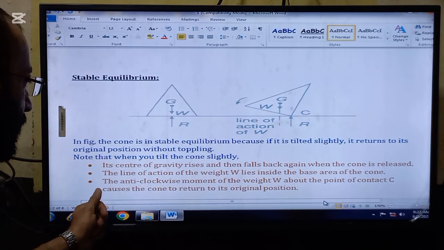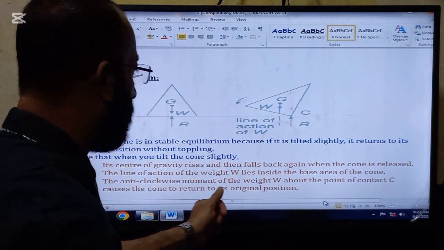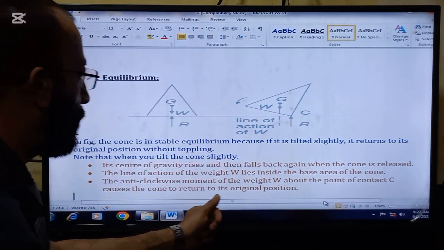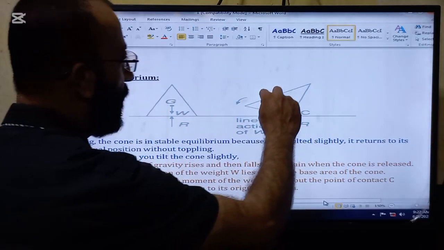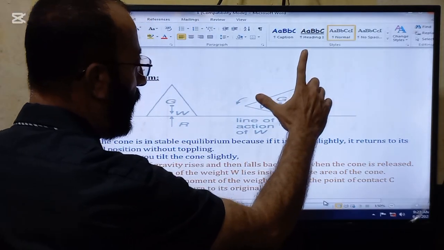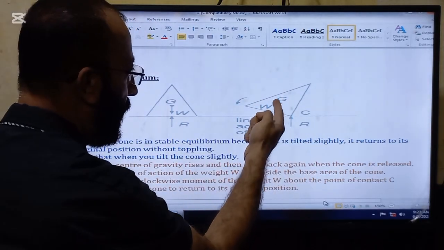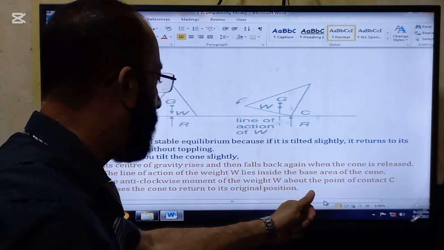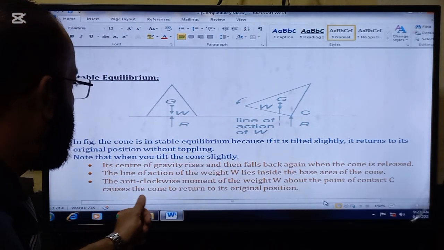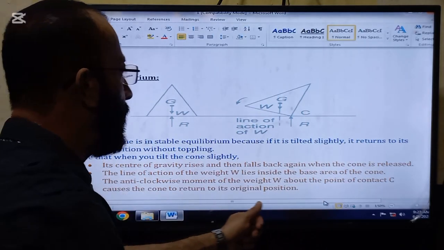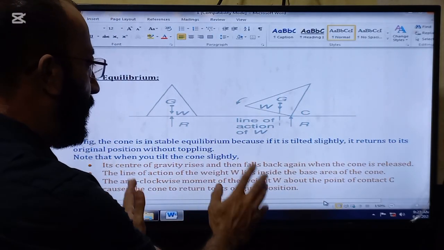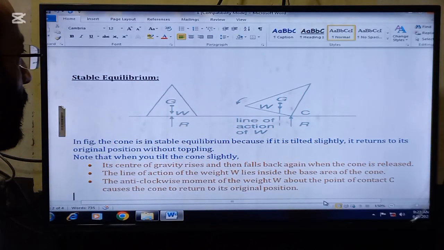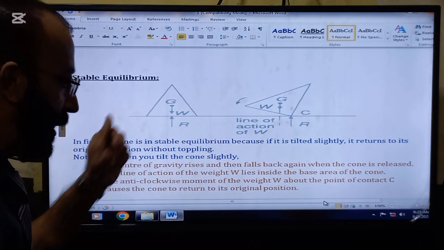The third property is that the anti-clockwise movement of the weight W about the point of contact C causes the cone to return to its original position. So when we raise the object and release it, it will come back. So the anti-clockwise movement of the weight W about the point C causes the cone to return to its original position. If these three properties apply in any object, that object is in stable equilibrium.